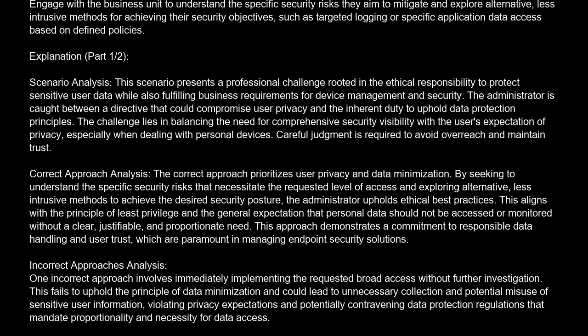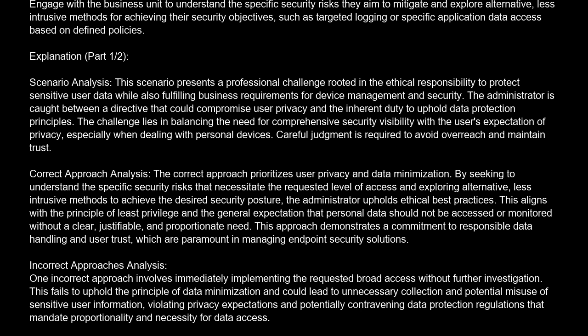Explanation: scenario analysis. This scenario presents a professional challenge rooted in the ethical responsibility to protect sensitive user data while also fulfilling business requirements for device management and security. The administrator is caught between a directive that could compromise user privacy and the inherent duty to uphold data protection principles. The challenge lies in balancing the need for comprehensive security visibility with the user's expectation of privacy, especially when dealing with personal devices. Careful judgment is required to avoid overreach and maintain trust.